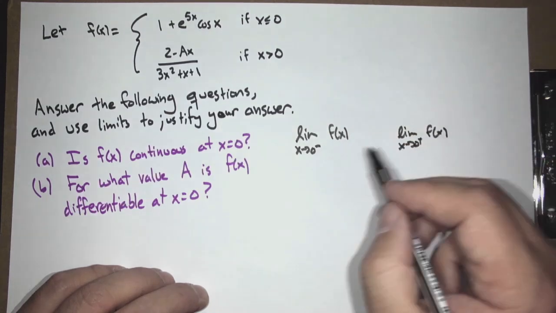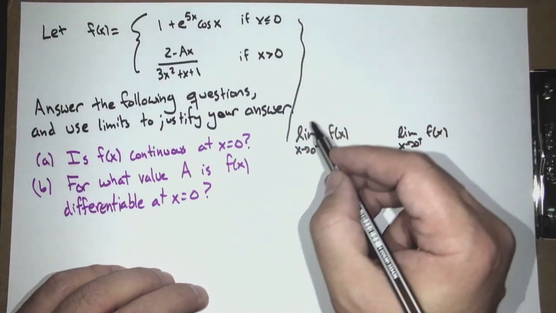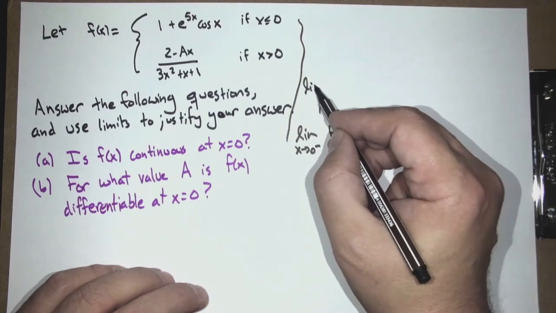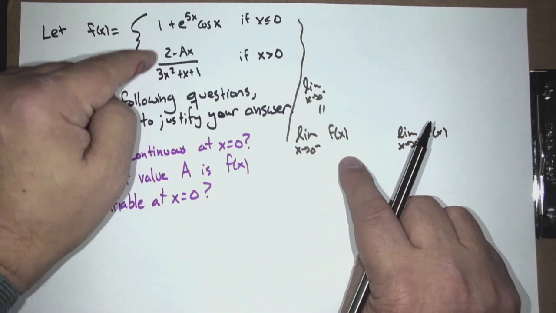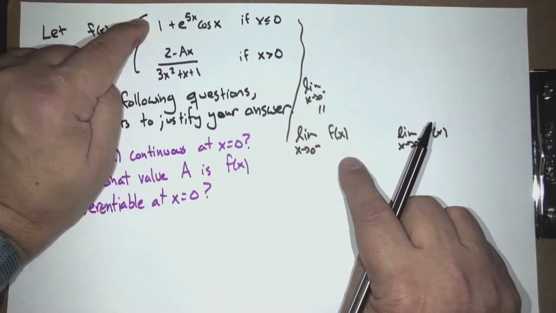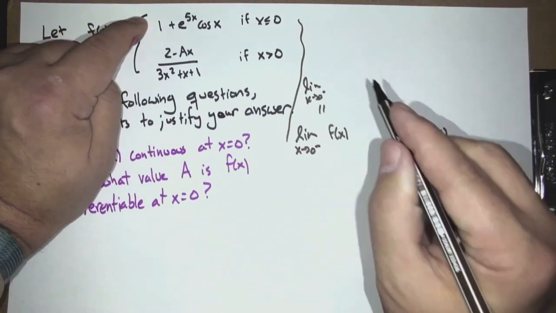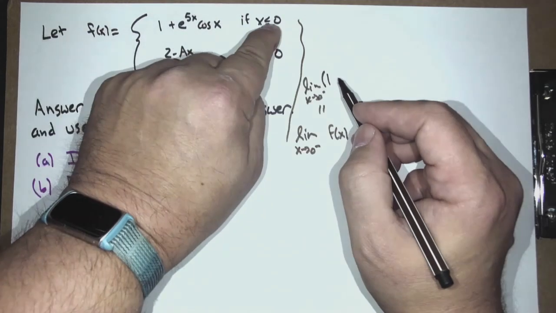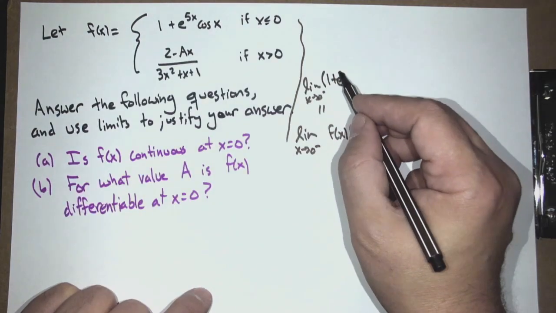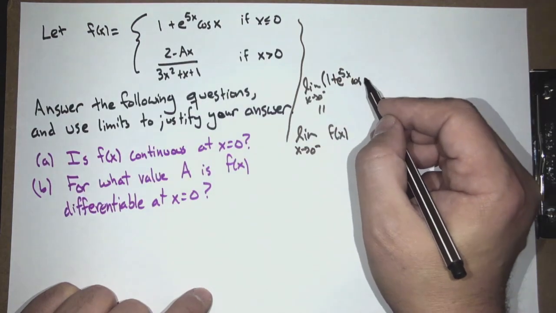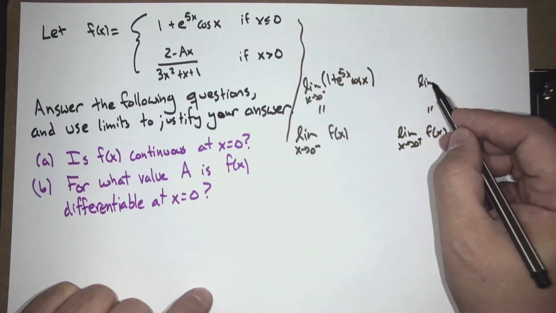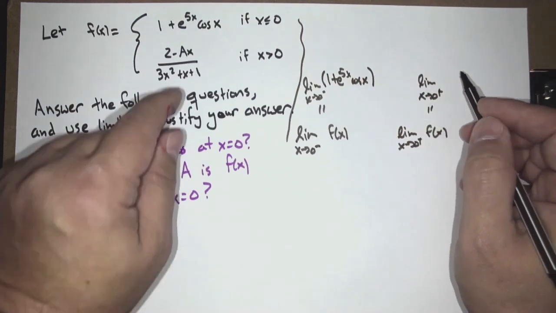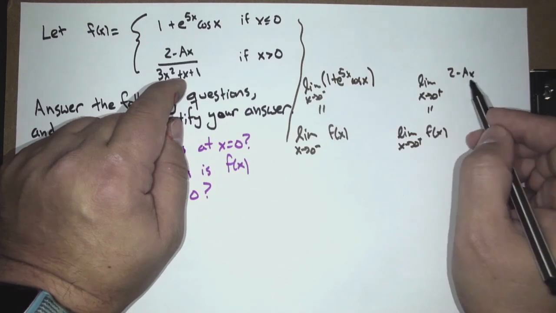I did not plan well, but that's okay. Limit as x approaches 0 from below. If I'm approaching from below, what do I look like? 1 plus top part. The top part, because that's below 0. So 1 plus e to the 5x cosine x. If I'm approaching 0 from above, well, I probably look like the other part. This 2 minus ax over 3x squared plus x plus 1.